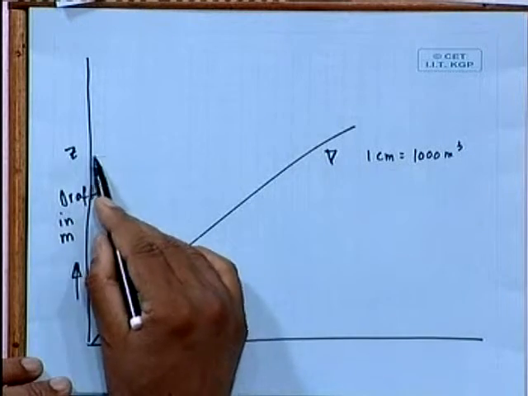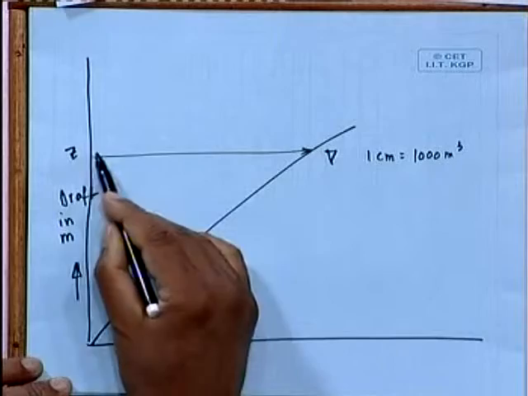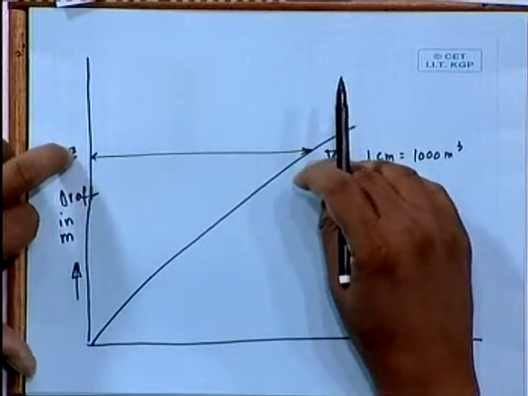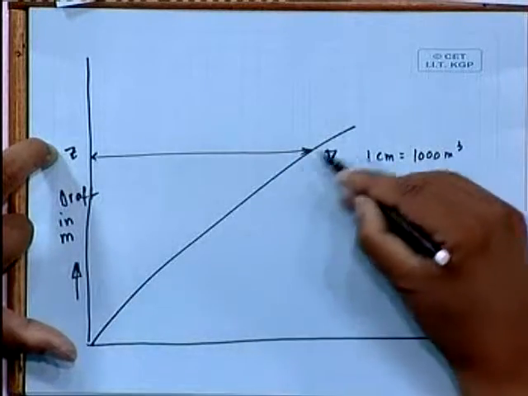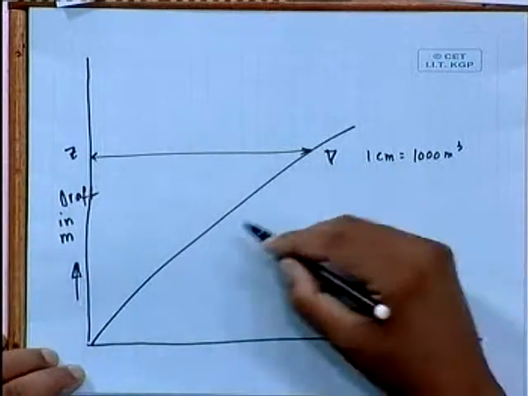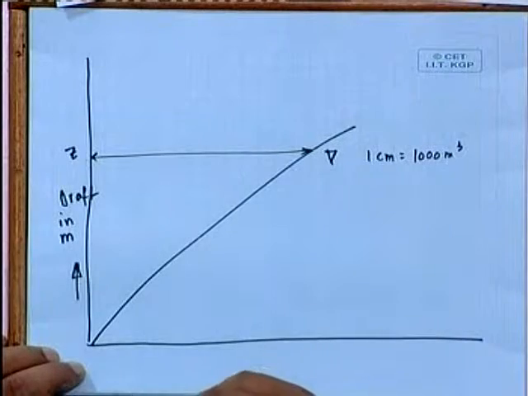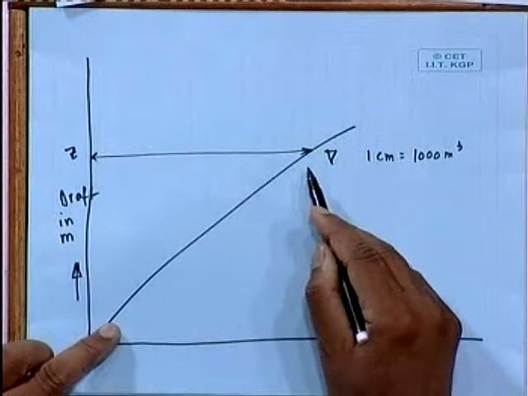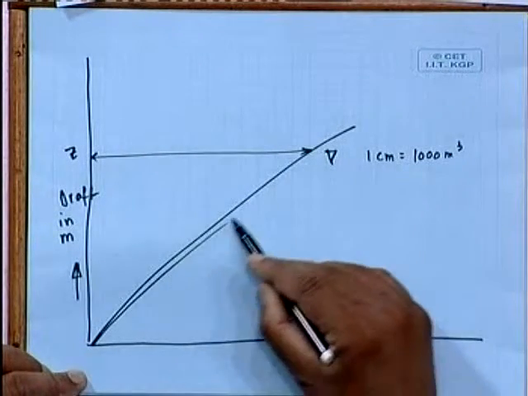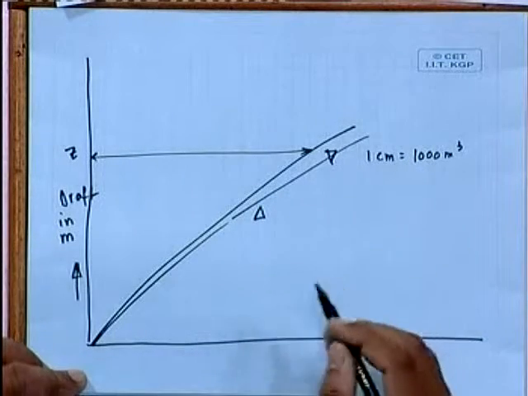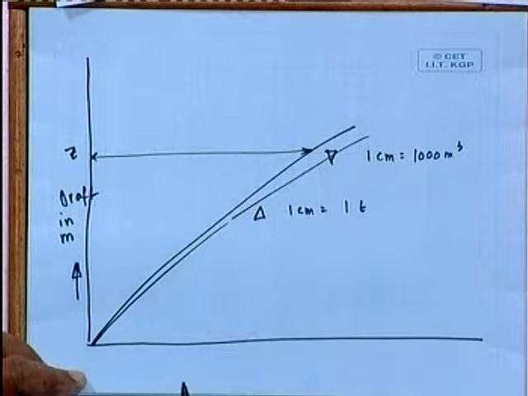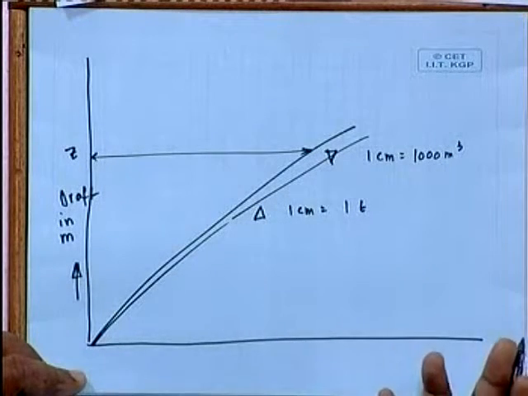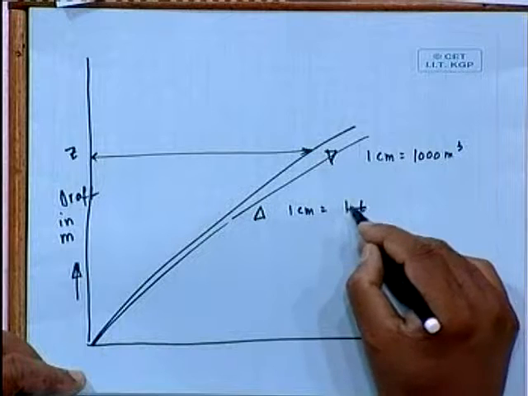That means if this is to be your, say, 10 centimeter, then it will be 10,000 meter cube. So you have to write along the length the scale. Normally I wrote this way, but people will write along the length, because this is supposed to be in meter cube. Now displacement here, you will write 1 centimeter equal to 1000 ton, something like that.